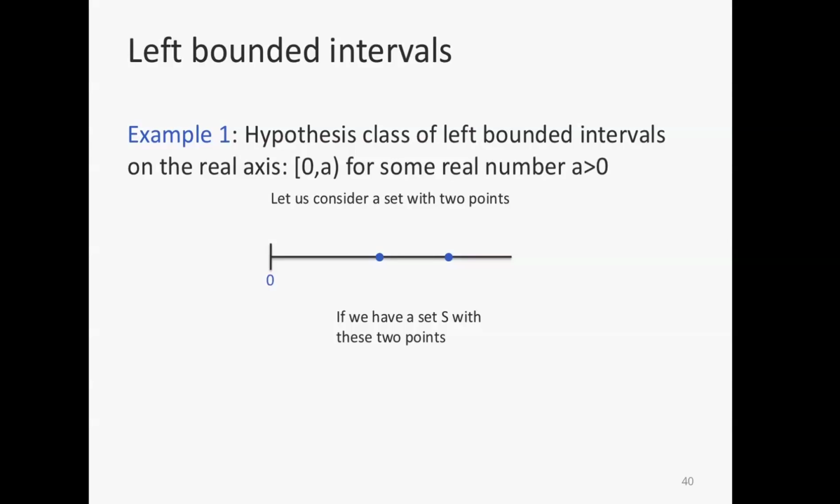I'm going to write the labels at the bottom. I can have both of them as plus, plus minus, minus plus, and minus minus. These are the only 4 ways in which I can label these 2 points. For each one of these, the question is: is there a left bounded interval that puts the pluses inside the shaded region and the minuses outside? For the first case, where would the boundary be?